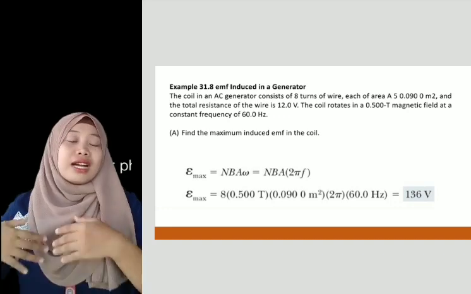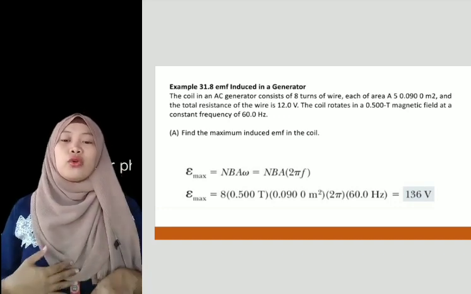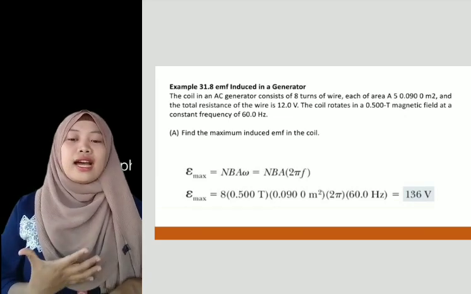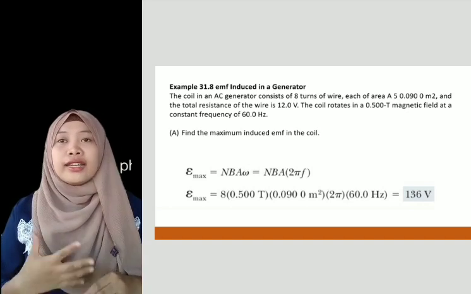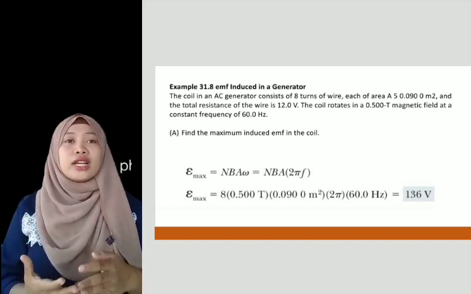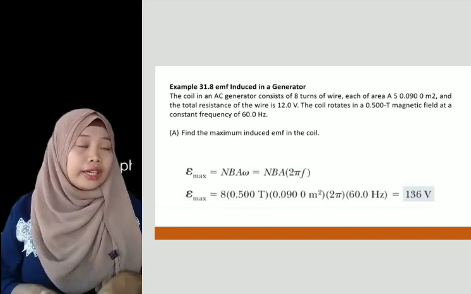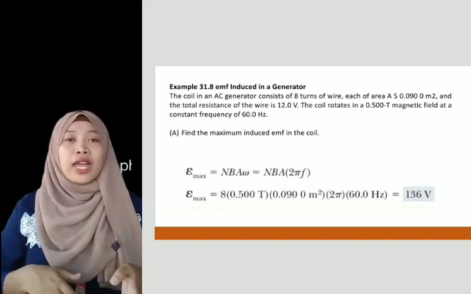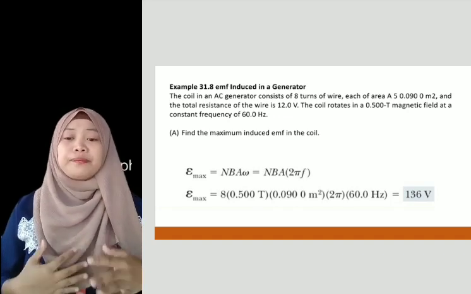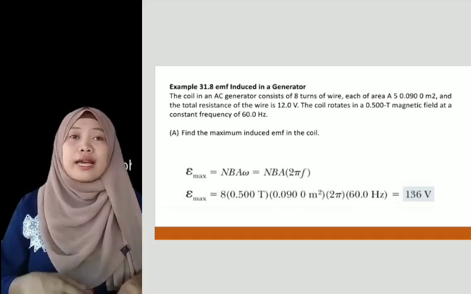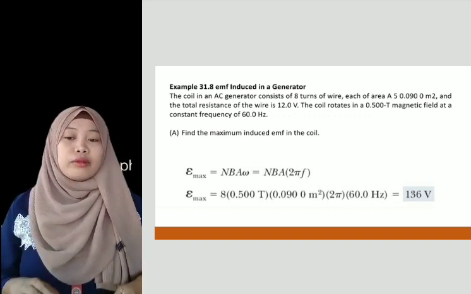So, ang magagamit natin na formula is the Emax, NBAW, or NBA na 2 pi frequency, which is, alam natin ng letter N is the number of turns. Ang letter B is tinatawag natin the magnetic field, and the letter A is represent as the area, and yung isa is parang W represent as the angular frequency. So, isa-substitute lang natin yung given sa ating example number 1.